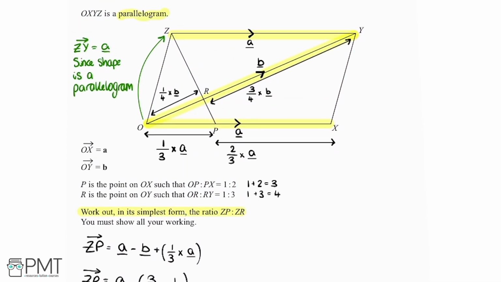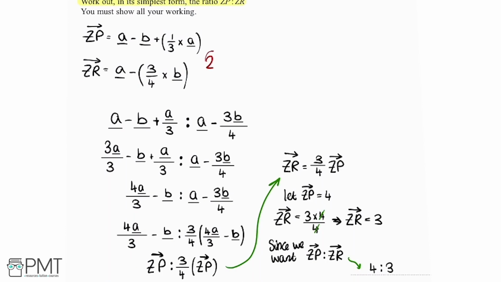So we get our first mark for all the work we did getting the vectors on the diagram. We get 2 marks for this step, getting ZP and ZR. We get our 4th mark for getting down to this point, for the process of writing ZP and ZR as multiples of the same vector, which in this case we've done, so we've got ZP and ZP. And the final mark is for the correct answer of 4:3.